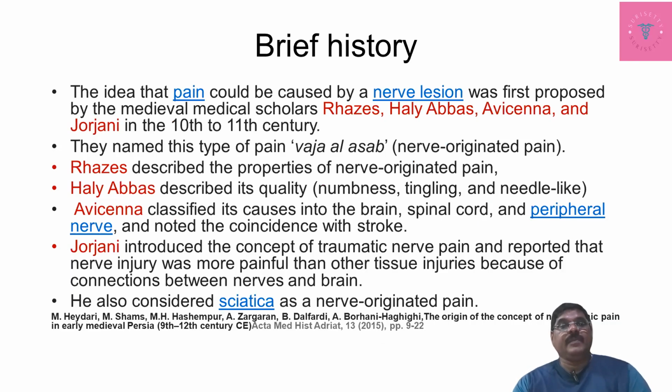So come to the history. Rhazes, Haly Abbas, Avicenna and Jurjani, in the 10th through 11th centuries, described different scenarios. Rhazes described the property of nerve-originated pain, and Haly Abbas described the quality of neuropathic pain, that is numbness, stinging, needle-like pain. Avicenna classified its causes into the brain, spinal cord, and peripheral nerve pain. And Jurjani introduced the concept of traumatic pain and reported that nerve injury was more painful than other tissue injuries because of the connections between the nerves and the brain. He also considered sciatica as a neuropathic pain.